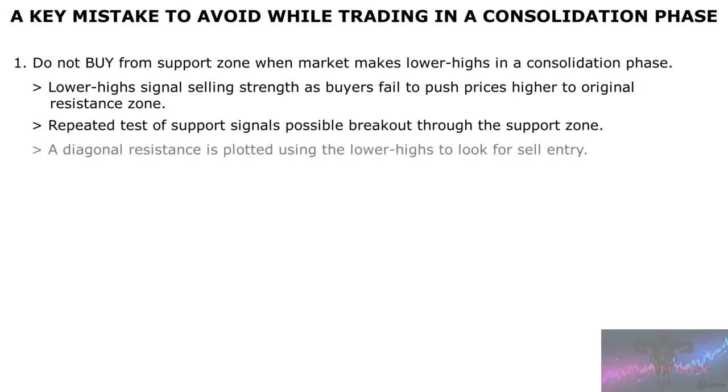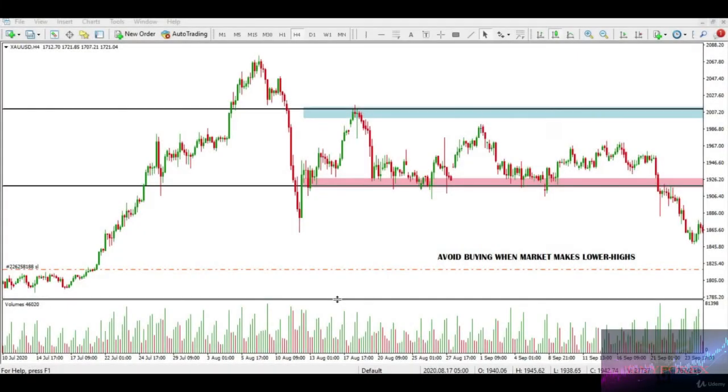So when you see price making lower highs in a consolidation phase, then you should plot a diagonal support to look for trade entries. Now we will study this guideline using examples. Here we're looking at a 4-hour chart of gold.